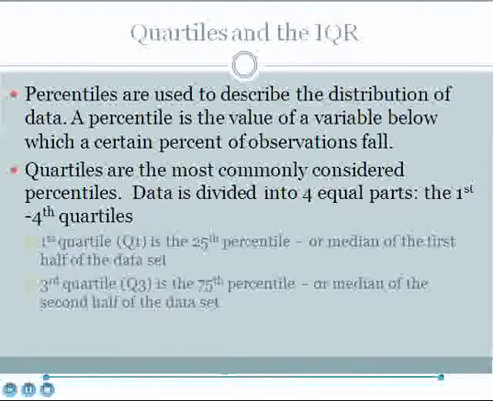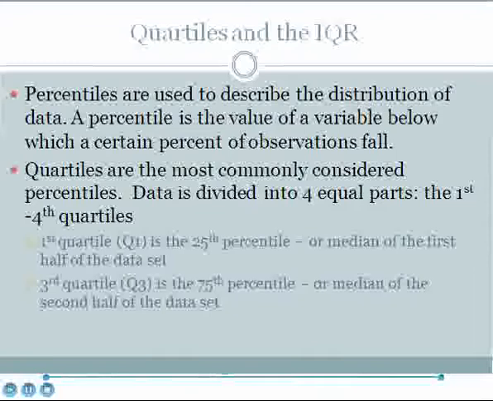Quartiles and the interquartile range are another way of looking at variability. Quartiles are percentiles. Percentiles are used to describe the distribution of data. A percentile is the value of a variable below which a certain percent of observations fall. You're most familiar with percentiles from standardized test score reports. When you received a standardized test score report and found that you got, for example, an 85th percentile score, this means that 85% of other test takers scored lower than you.